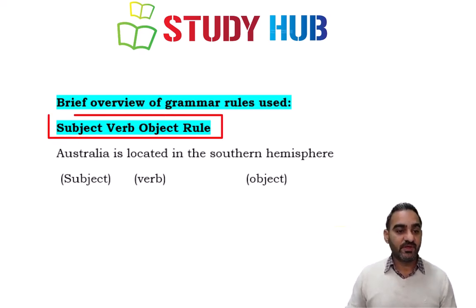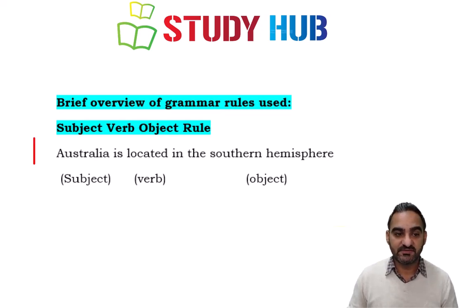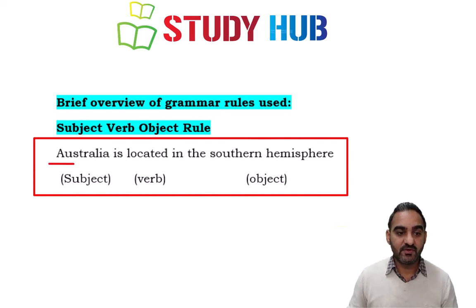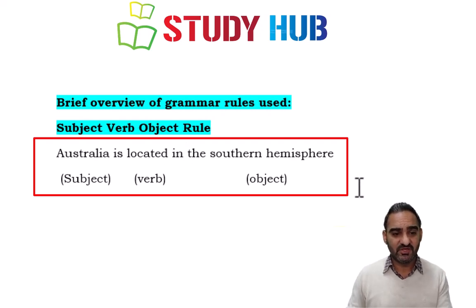The first rule that we are going to apply will be the subject verb object rule. This is the basic grammar sentence structuring where a subject is followed by a verb, which is followed by an object. In this case, Australia, which is a subject, is being followed by a verb and helping verb, is located. And then we have the object, the southern hemisphere, and we are using some prepositions in between.